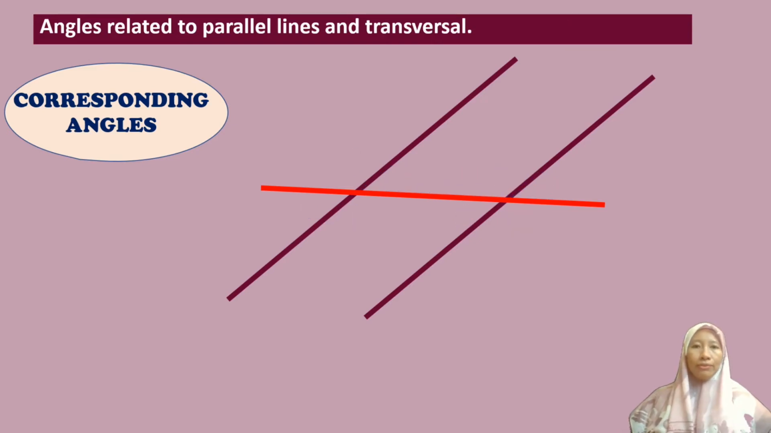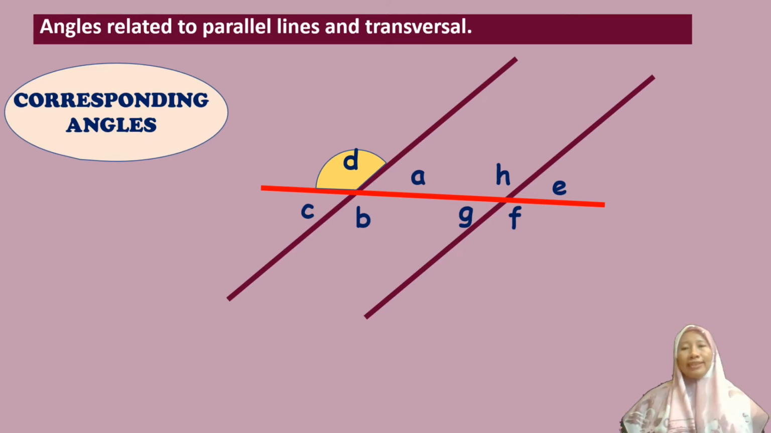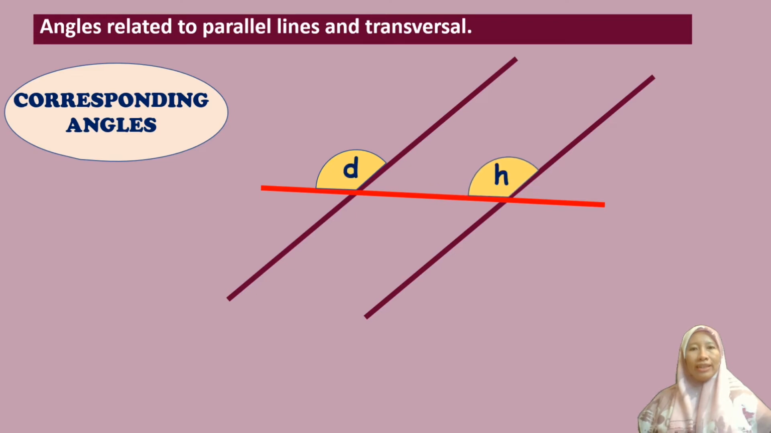Besides that, we can also have other angles. Let's say angle D. Which angle is corresponding to angle D? Angle H is corresponding to angle D. Can you see that? Angle D and angle H, they are corresponding to each other.